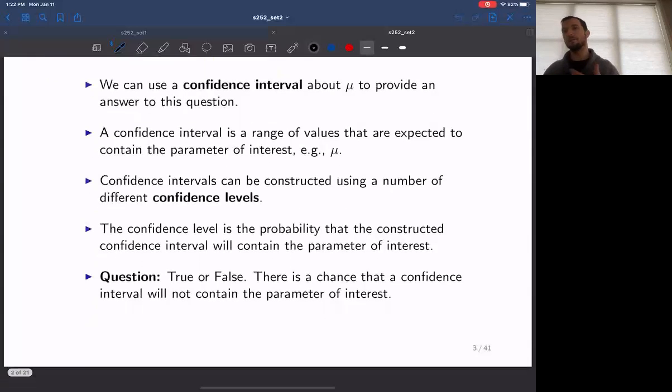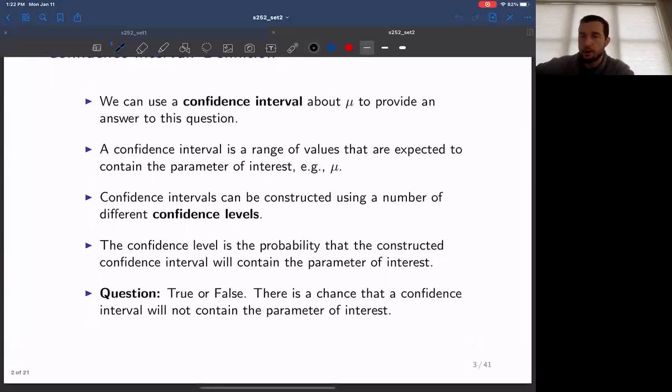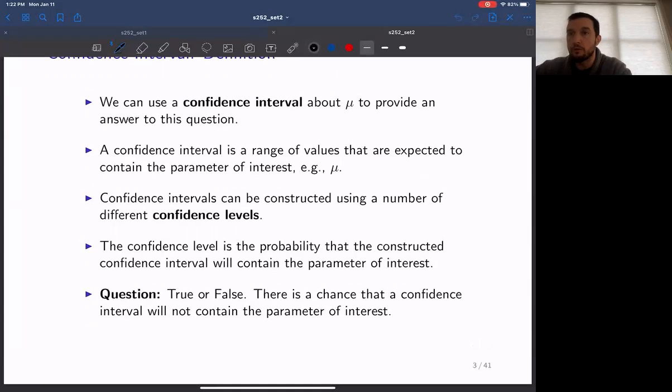Now, one of the big things about confidence interval construction is understanding how to interpret the interval. So a confidence interval in itself may not contain the true mean. For example, I have a question on slide 3 that asks, true or false, there is a chance that a confidence interval will not contain the true parameter. And this is actually true.